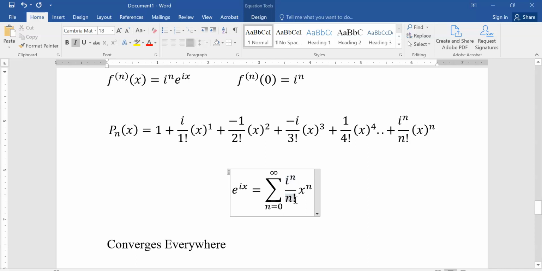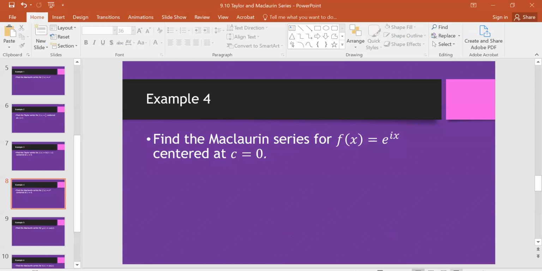And by the way, once again, the factorial in the denominator is going to dominate what's going on here. And so this actually does converge everywhere. In this case, you can get answers that are complex numbers because obviously we have i's lying around here. So there you go. Even in the complex numbers, all of the Taylor series stuff still works. So that is example 4.